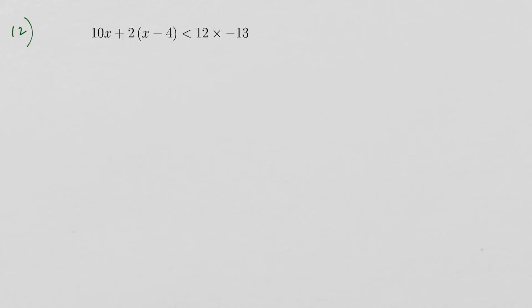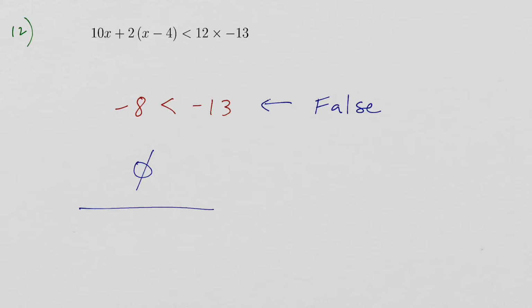Okay, for number 12, I'm not going to show all the work, but the student did all the work correctly and got to a point in the problem where they got -8 is less than -13. Now, the variables disappeared, and this is a false statement. -8 is not less than -13. So all the x's disappeared, and you're left with a false statement, that means that this was a no solution. There's no x that exists that will make this false statement true. So we have no solution.